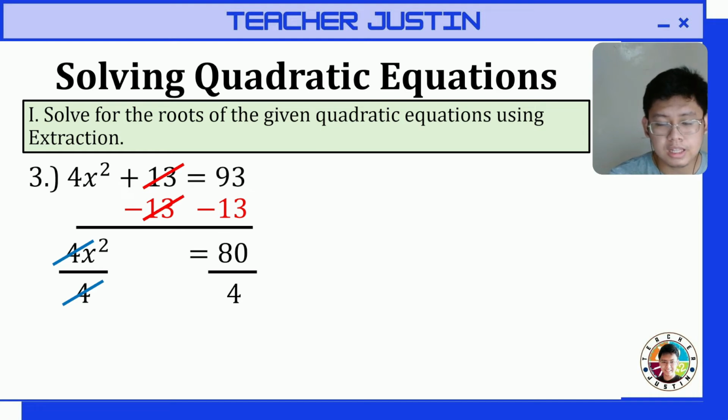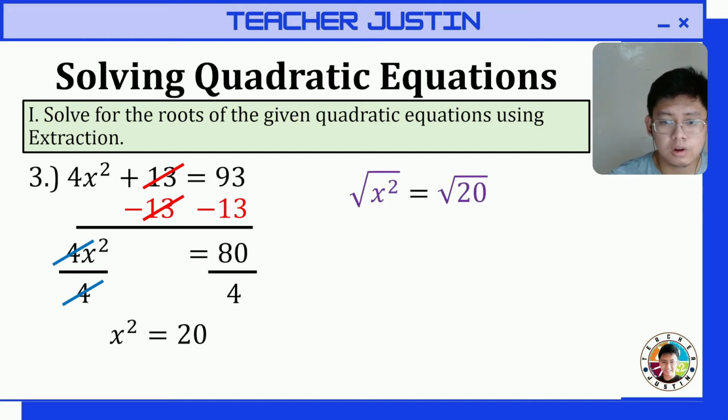So, ang matitira sa left side will be x squared. Then, let's divide 80 by 4. So, 80 divided by 4 will give us 20. So, we have x squared is equal to 20 as our equation. Now, tanggalin naman natin yung ating exponent na 2. So, to eliminate the exponent 2, we have to get the square root of both sides.